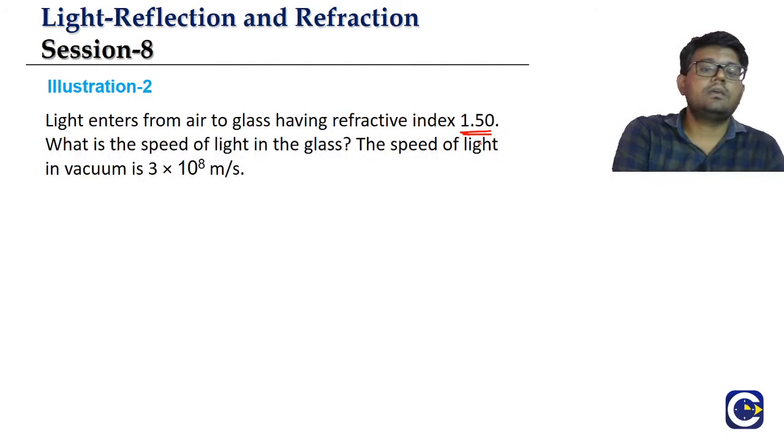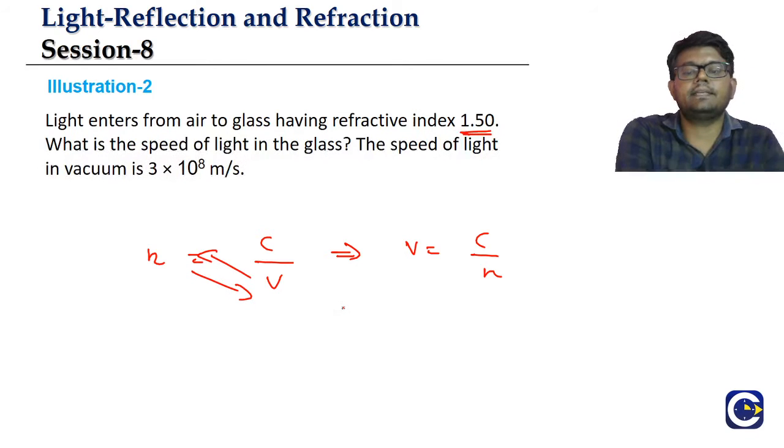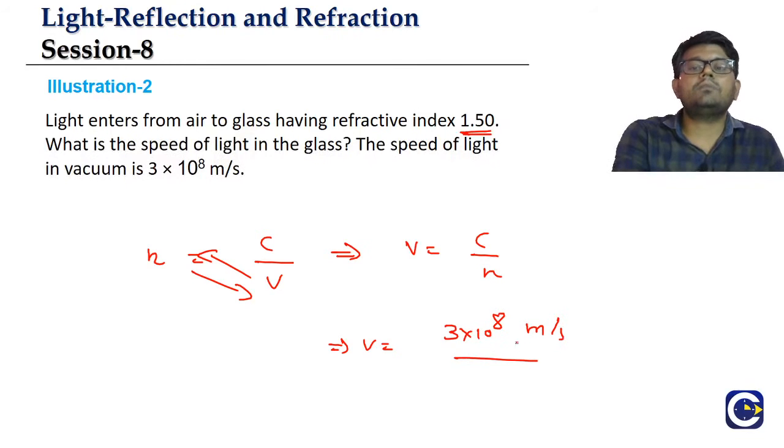Remember, guys, we have a straight formula. The refractive index N is equal to the speed of light in the vacuum divided by V, where V is the speed of light in the medium. Which means V will be equal to C by N. We take V this side, bring N that side. V is equal to C, which is 3 into 10 power 8 meters per second, divided by the refractive index value, 1.5.